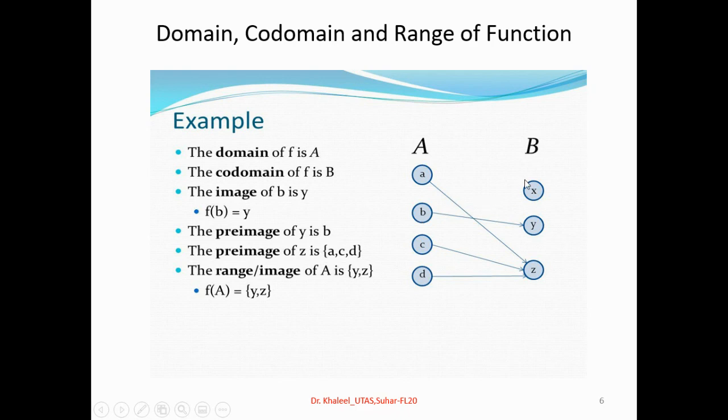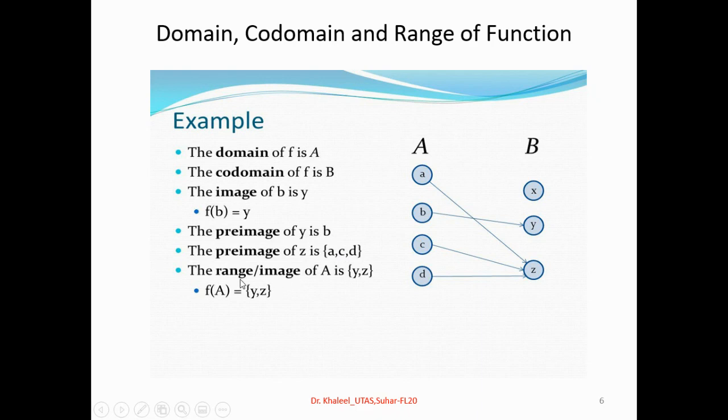So look at it. All the elements of B are images. All the elements of A are pre-images. Therefore, the image of B is Y. So we write here F of B is equal to Y. The pre-image of Y is B. So the same in the reverse order. Therefore, the pre-image of Z, because Z is related to A, C, D, is A, C, and D.